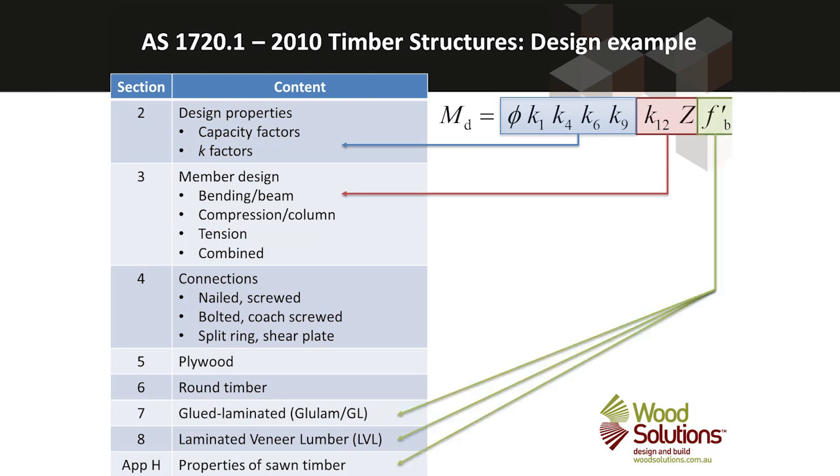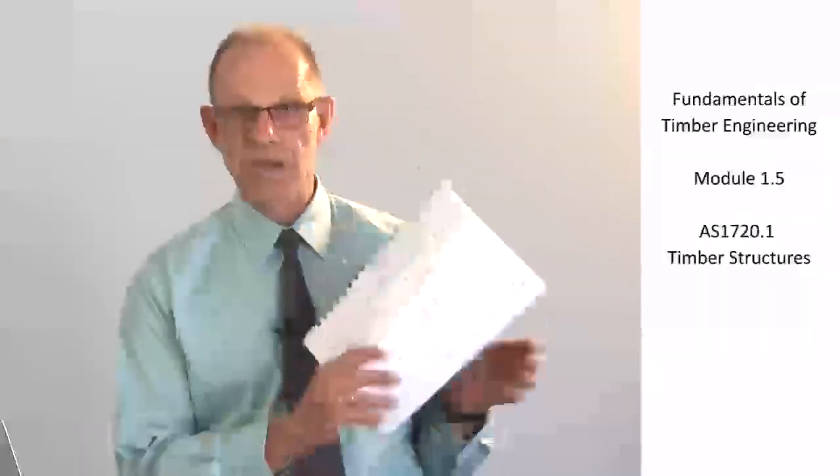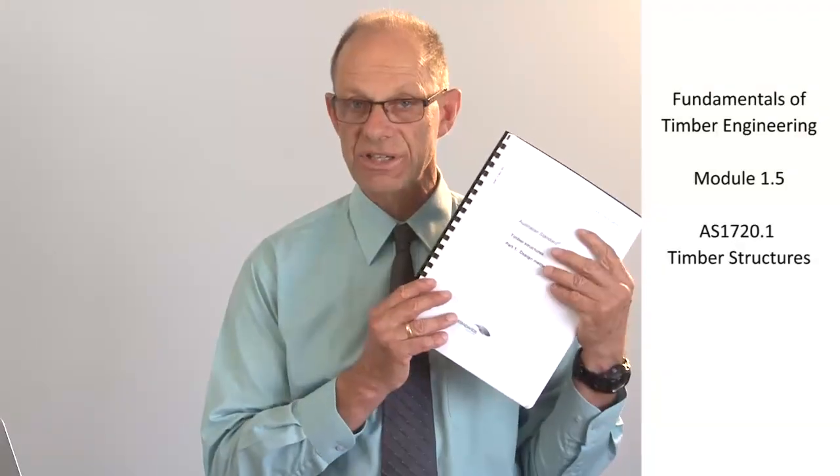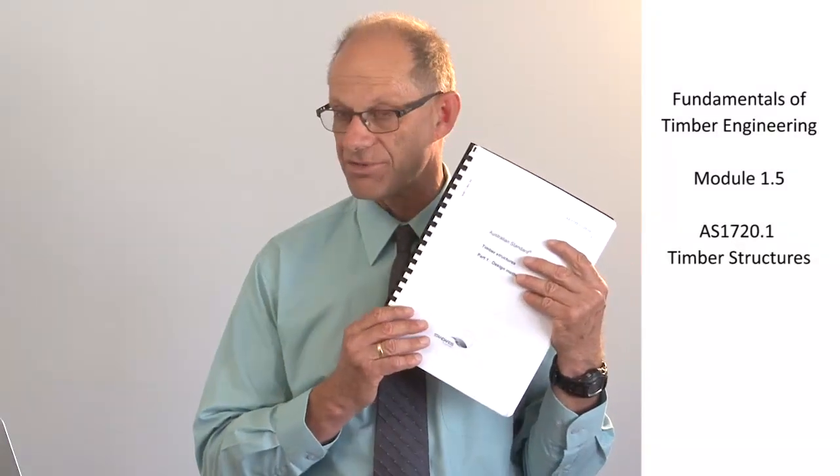The bending strength, f'b, we obtain from the appropriate part of the standard for the member that we're designing. So if it's sawn material, we're going to Appendix H. If it's LVL, we're looking in Section 8. If it's glulam, in Section 7. So this is the way we make use of this standard in order to find the design capacities of different types of structural elements.